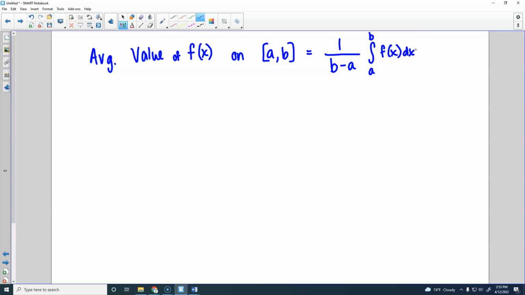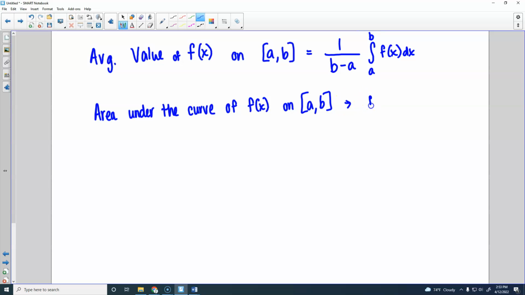Okay. All right. What about if we just need to find the area under the curve of f of x? For this one, it would just be integral from a to b of f of x dx. So if you're asked for area under the curve, just straight area under the curve, it's the integral from a to b. But if there were two functions, right.